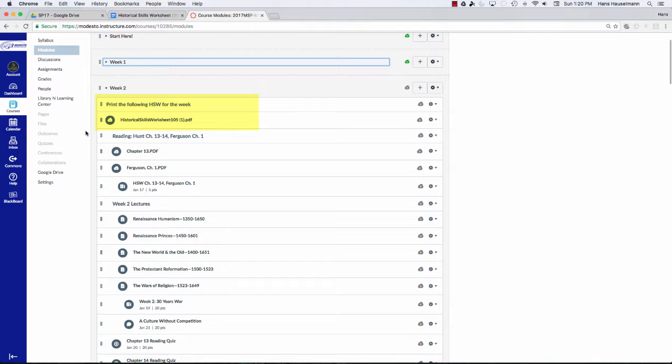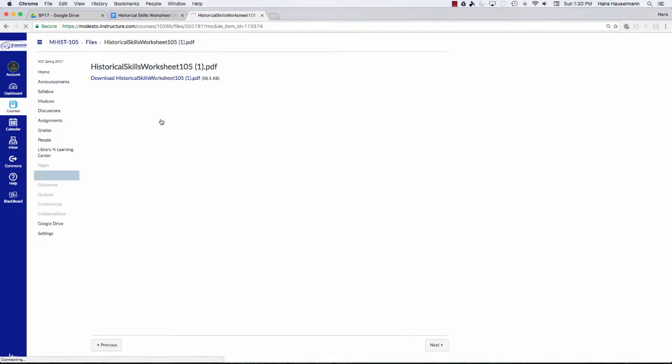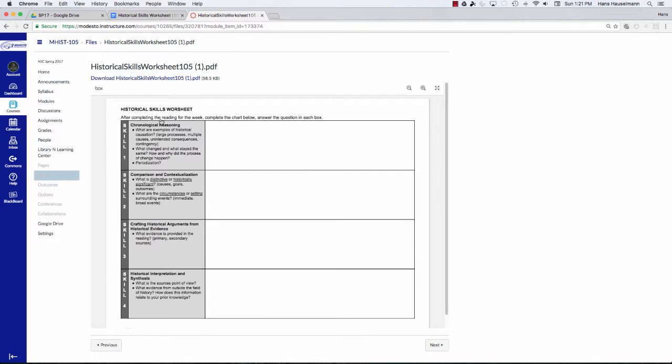When you open up the week 2 module, you'll see a notification that says, please print the following HSW for the week. So you'll click here on the Historical Skills Worksheet 105. It'll open up a file within the screen showing you the file that you're going to be completing here. So give it a second while it opens up. Okay, so here it is. What I would suggest is downloading the Historical Skills Worksheet and then printing it, and using it as you do your reading, and answer the questions as you read through.